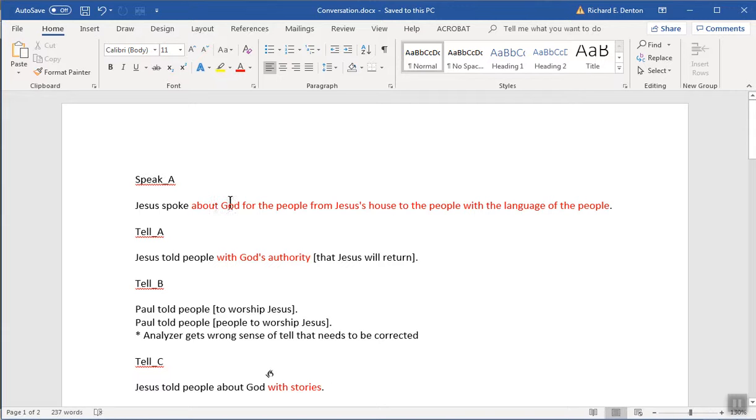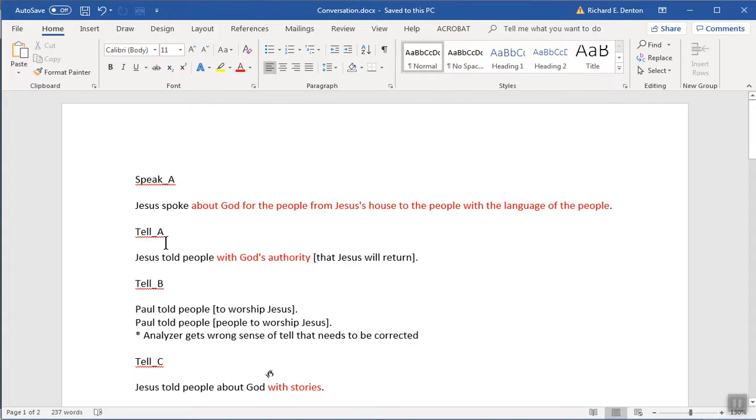So about God would be the optional patient. That's what he's speaking about. For the people would be the beneficiary. From Jesus' house would be the source. To the people would be the destination, and with the language of the people would be the instrument. Like I said, that would be unusual to have all those arguments together. So now let's talk about some other words that can be used to express communication.